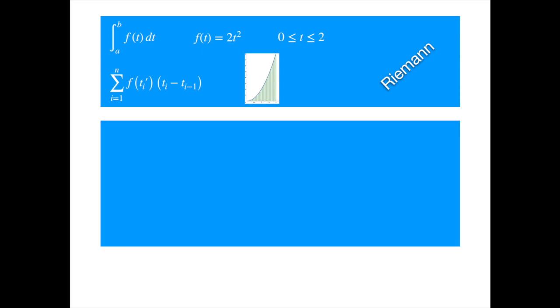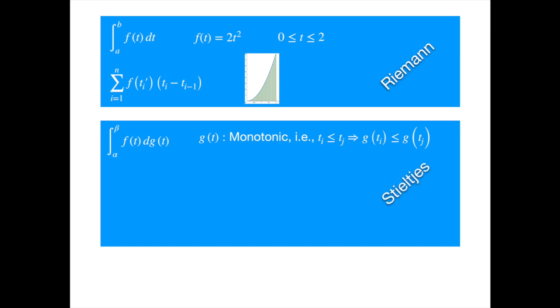But why restrict the integrator to t? Changing the integrator to a monotonically increasing function generalizes the definition to the so-called Riemann-Stieltjes integral. Monotonically decreasing functions would do as well because they could be transformed into monotonically increasing functions by multiplication by -1.